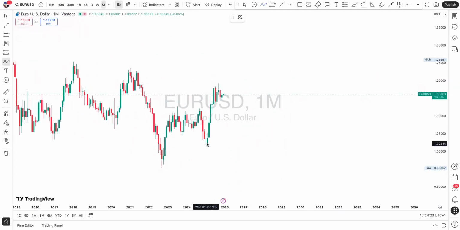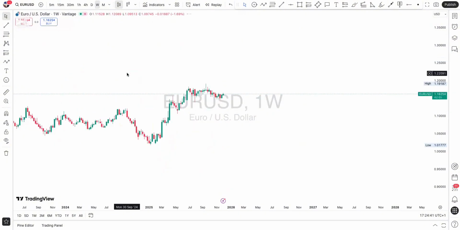Right on the monthly time frame, we could see right now that EURUSD has been bullish for months. And we could see a little bit of pullback, which is price trying to make a correction. So we're going to go straight to the weekly time frame.